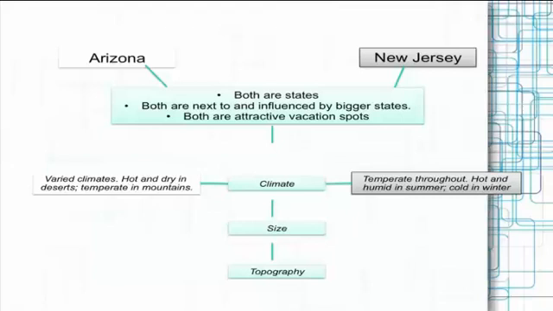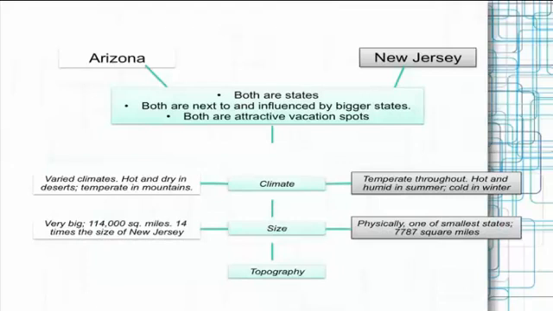On the left side in Arizona, we have varied climates here. In the deserts where I live, it is very hot and dry, and in the summer it is blazing hot. And in the mountains, not far from the deserts, however, it's much more temperate. They have more of a four-season year with autumn and winter and snow and ice and all of that. So there's climate. That's one quality I want to contrast between New Jersey and Arizona.